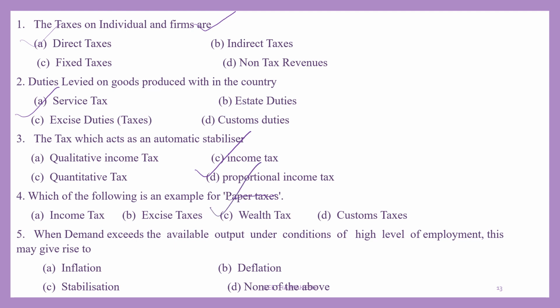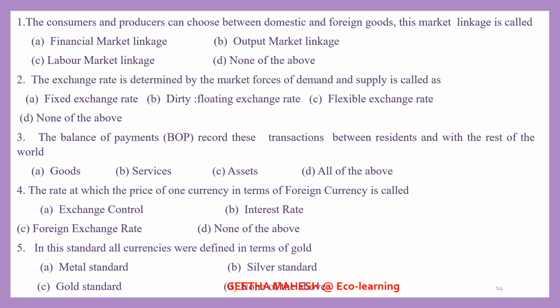When demand exceeds available output under the condition of high level of employment, this may give rise to inflation. Consumers and producers choose between domestic and foreign goods. This market linkage is called output market linkage. Here goods, so it is output market. Exchange rate determined by market forces of demand and supply is called flexible exchange rate.